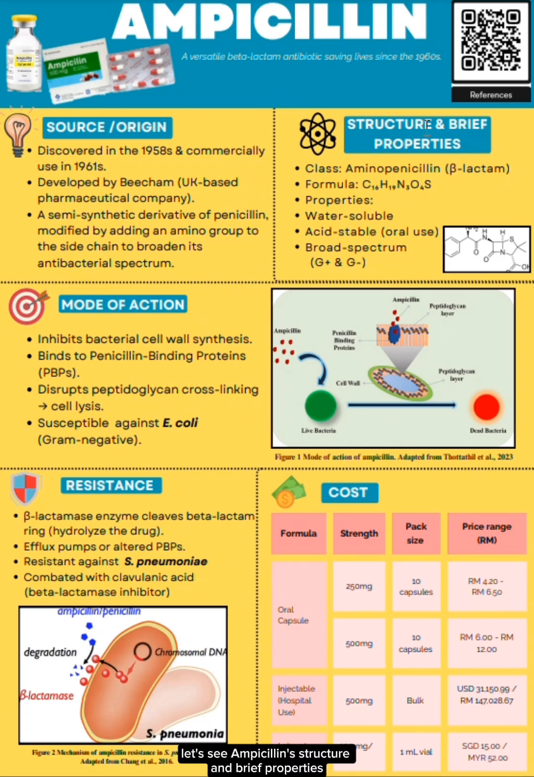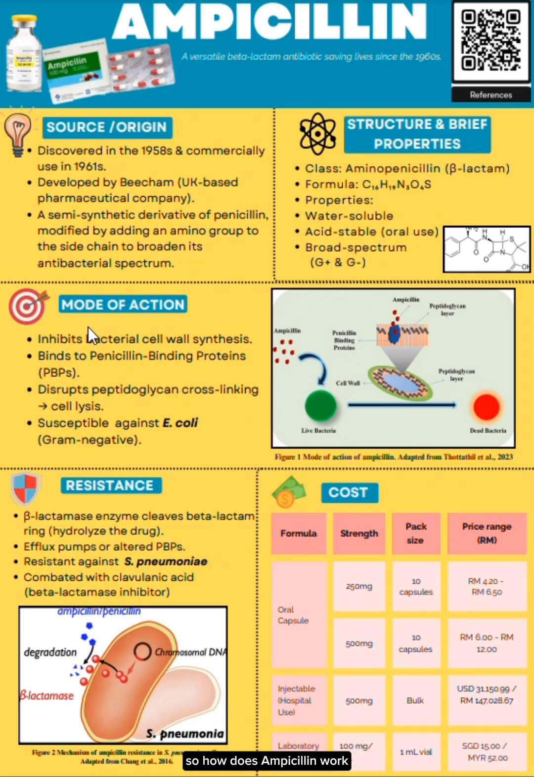Next, let's see ampicillin's structure and brief properties. Chemically, ampicillin belongs to the aminopenicillin group, which has the formula C16H19N3O4S. Some key properties are: first, it is water soluble; second, it is acid stable, which means it can be taken orally; next, it has a broad spectrum, meaning it works against both gram-positive and gram-negative bacteria. This makes it useful in treating various infections.